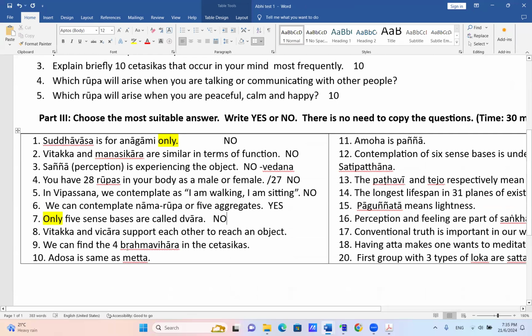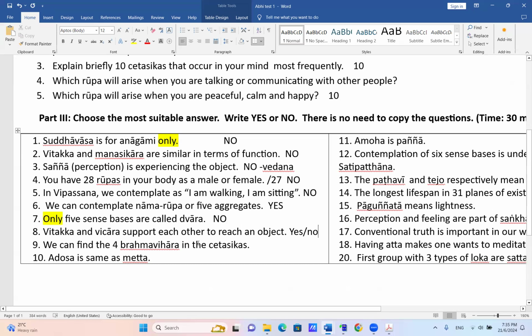Now the next one, Vitakka and Vicara support each other to reach the object. It's actually yes and no, depending on interpretation. Some say yes and some say no. But generally we can take the answer as yes, Vitakka and Vicara help each other to reach the object. Some of you said no, because in terms of function, Vitakka and Vicara are different. I can accept either yes or no.